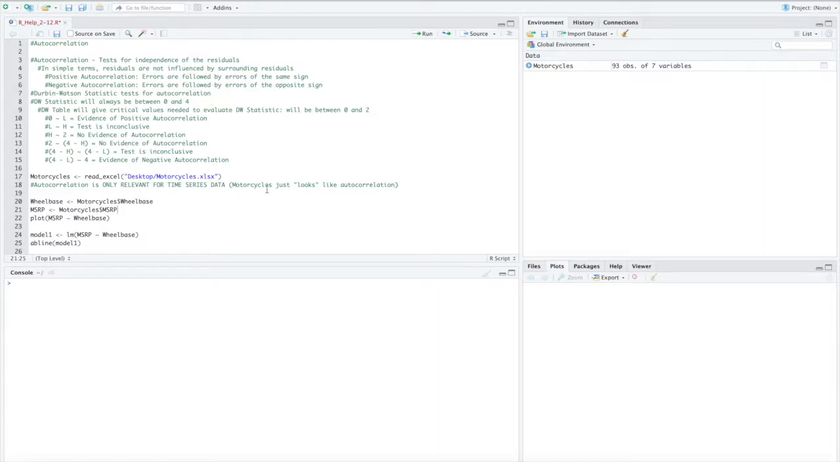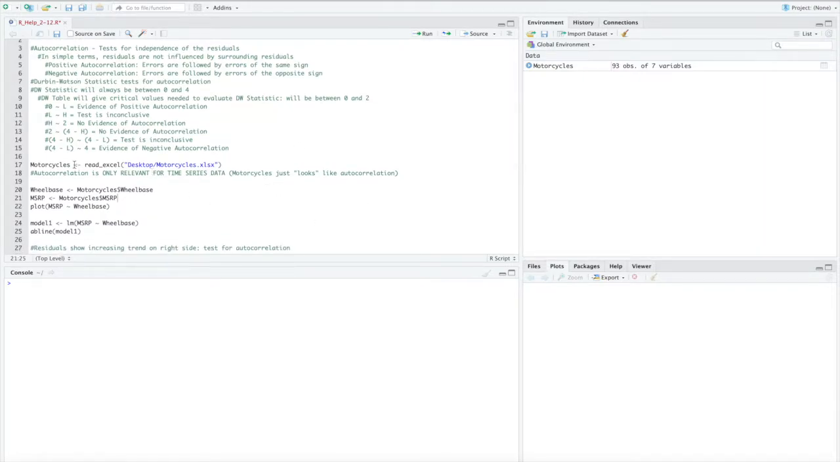So for this example, we're going to use the motorcycles data set. But before we load that data set, I want to point out something very, very important. Autocorrelation is only relevant for time series data. This is very important because that technically means within this motorcycles data set, autocorrelation is not going to be present because it's not time series, as we're comparing different series of motorcycles within the same point in time.